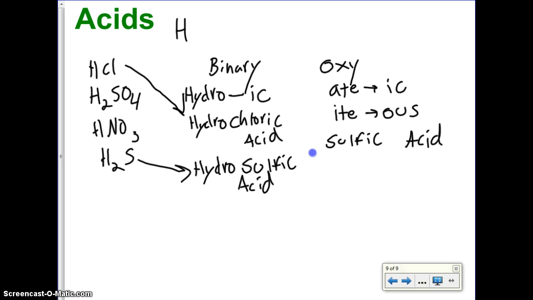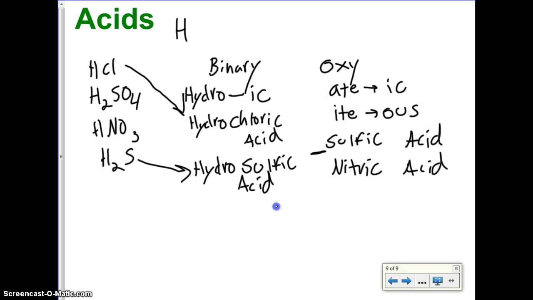Notice the difference here is that hydro part. There is no hydro here because it has oxygen. Hydro basically means there is no oxygen in this compound. So if there is no hydro, there is an oxygen in the compound. If there is hydro, there is no oxygen in the compound. And yes, I know that can be a little bit confusing. That's something you're just going to have to make sure you understand. NO3 is nitrate. So nitrate becomes nitric, and then again, acid.